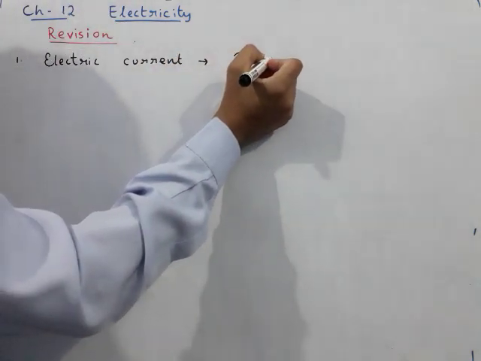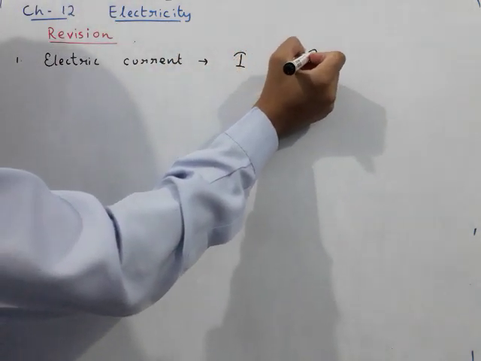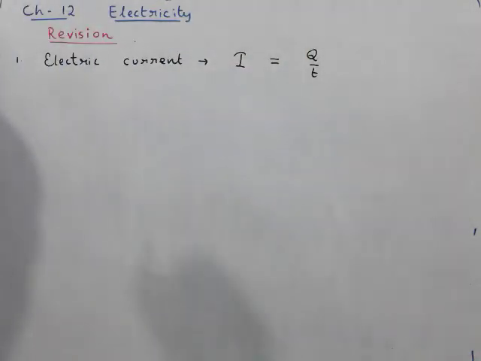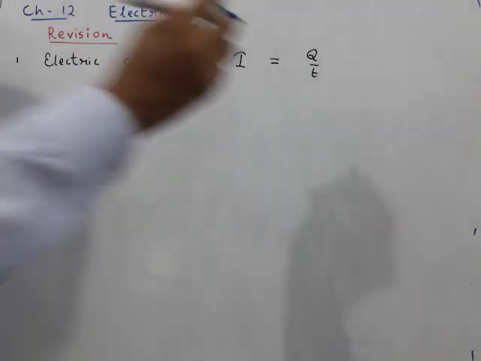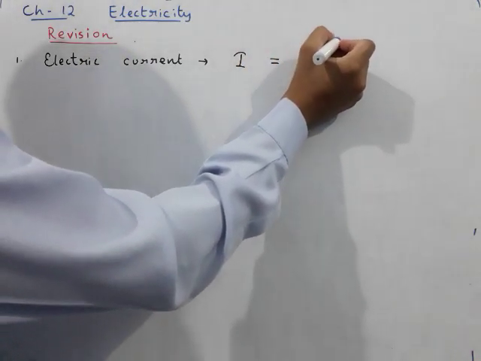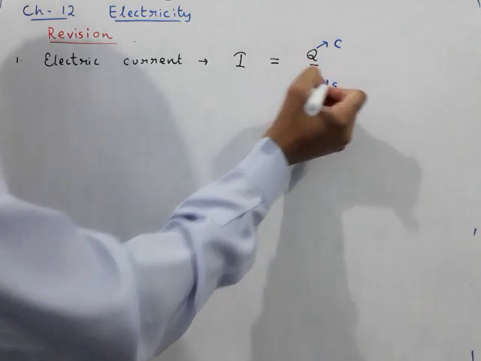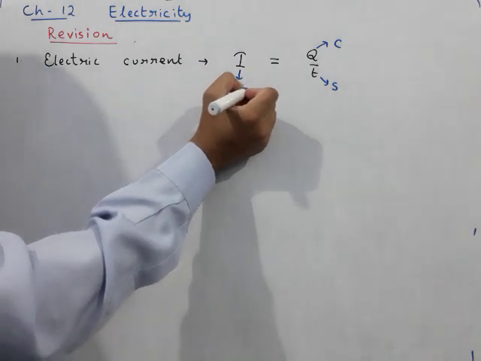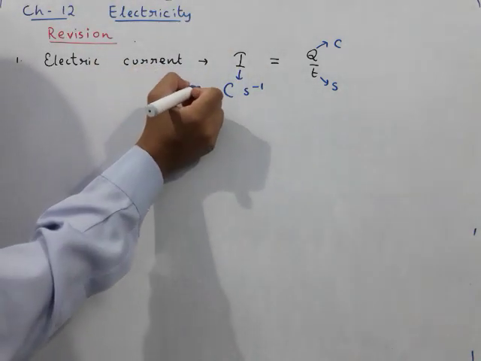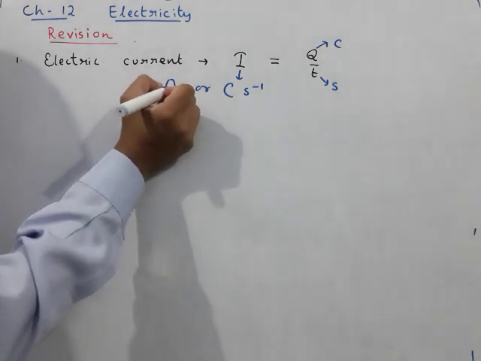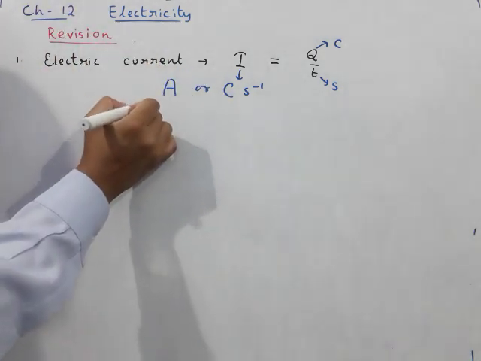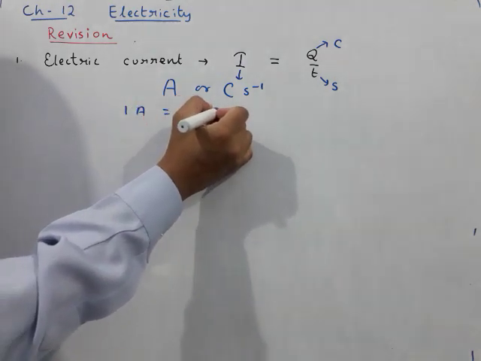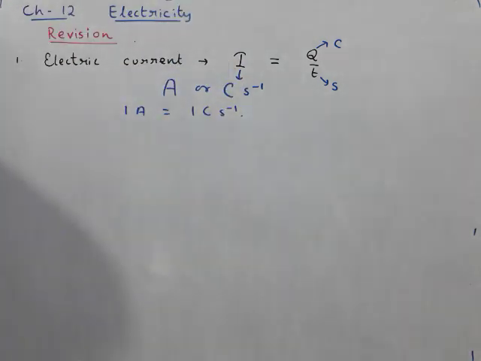So it is defined as a rate of flow of charge, or charge flowing per unit time. So we define it like this: I is equal to Q upon T. The SI unit for charge, that is Q, is coulomb, and for time the SI unit is second. Therefore the SI unit of current is coulomb per second. This unit is also given another name that we call ampere. So we write 1 ampere is equal to 1 coulomb per second. Is it clear, students? So this is about electric current.